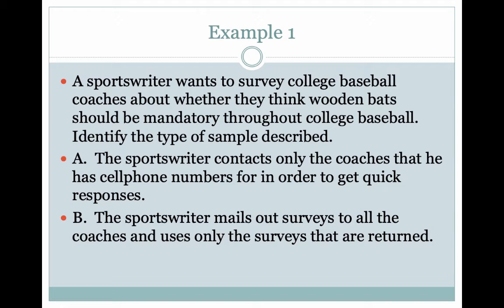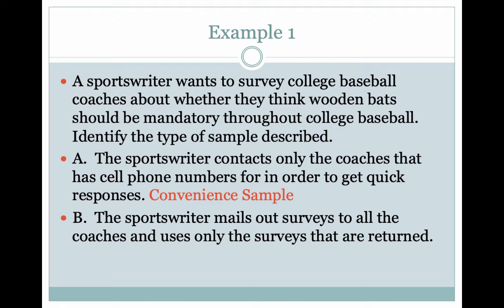A sports writer wants to survey college baseball coaches about whether they think wooden bats should be mandatory throughout college baseball. Identify the type of sample described. Okay, so for part A, it says the sports writer contacts only the coaches that he has cell phone numbers for in order to get quick responses. Well, that's a convenience sample.